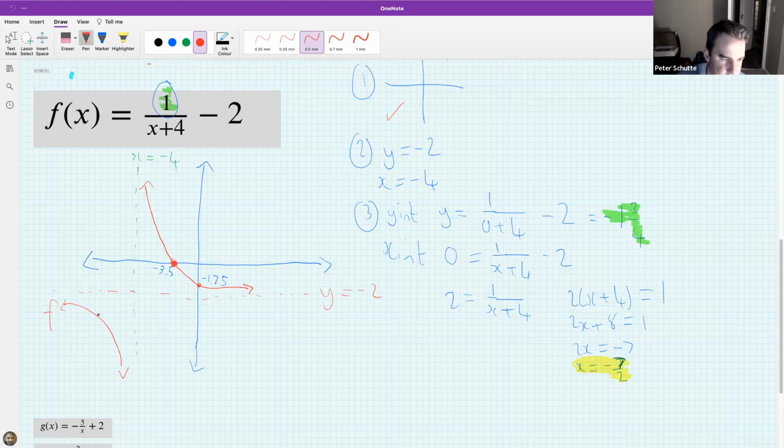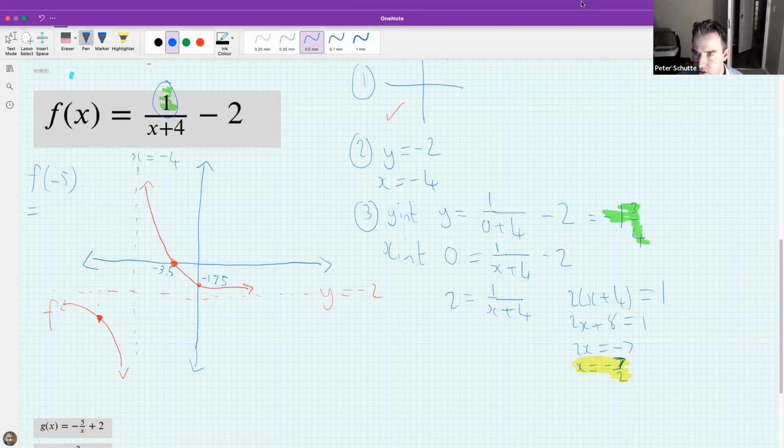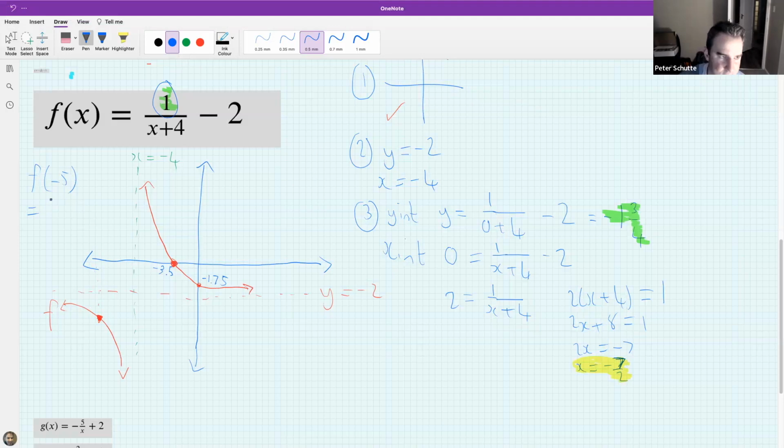Now, if you want to find a point on this part of the graph, and sometimes they may say label an additional point, what I need to do is make sure I'm on the left-hand side of x equals minus 4. So what's on the left-hand side? Let's say the number x. So I want to ask you guys, what is f of minus 5? I'm just making something up to extend the idea, but can you use function notation and work out what f of minus 5 is for me?